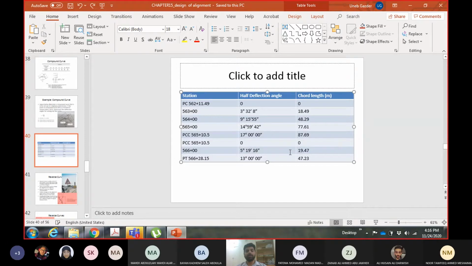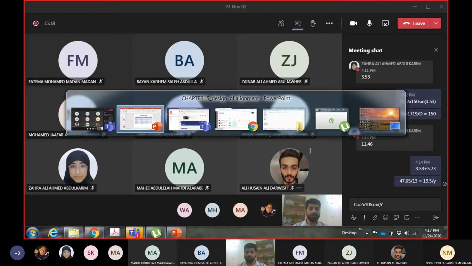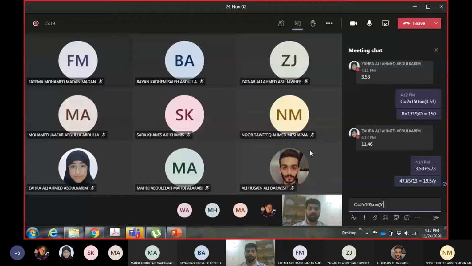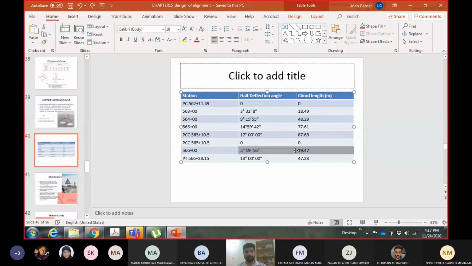And when you use it to calculate the chord length, again the chord length will be 2 times the radius times sine. Now the radius for the second curve is 105, so you will use that, and then you multiply by the sine of 5 degrees and 19 minutes and 16 seconds. Okay, you get the chord length. Okay, so this is the chord length.